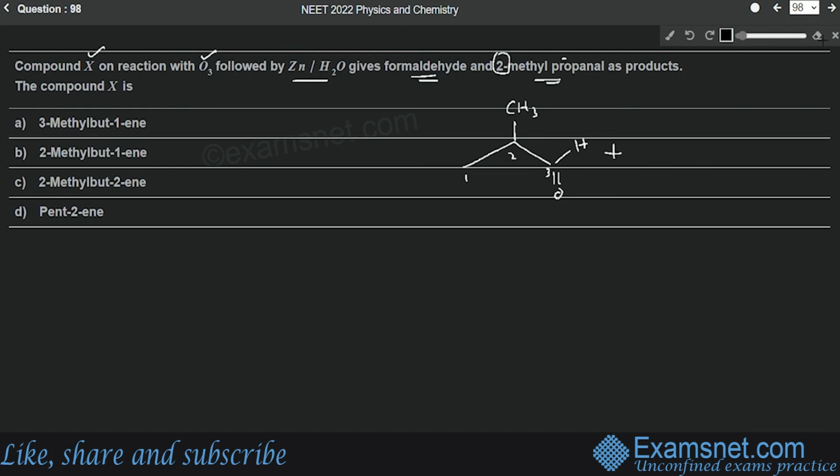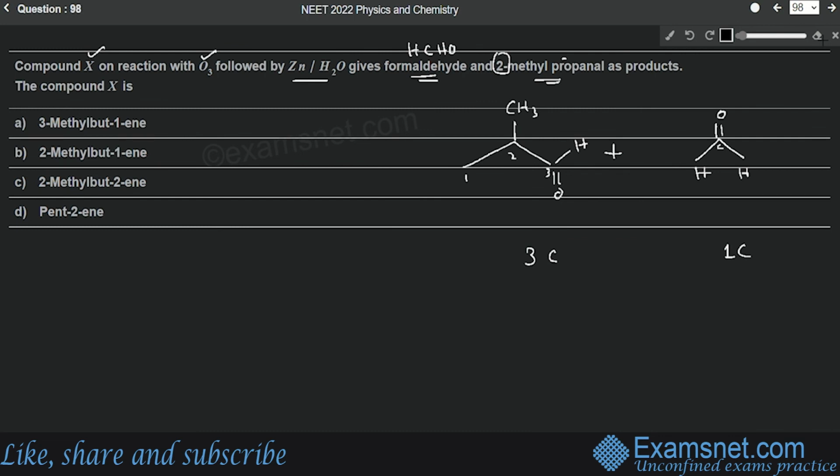The second one is formaldehyde, that means HCHO. So only one carbon is there. This is the carbon, then a double bond O and two hydrogen atoms. Now we have got two products, and you can see that here there is only one carbon, and in this product we have 3 carbons.